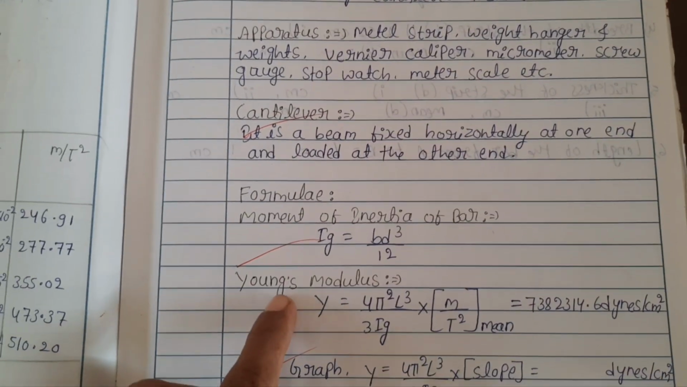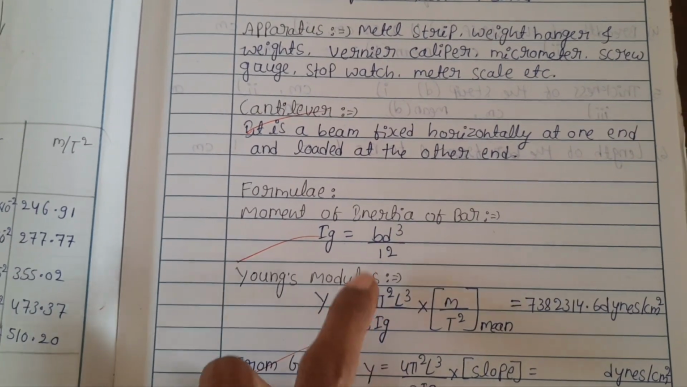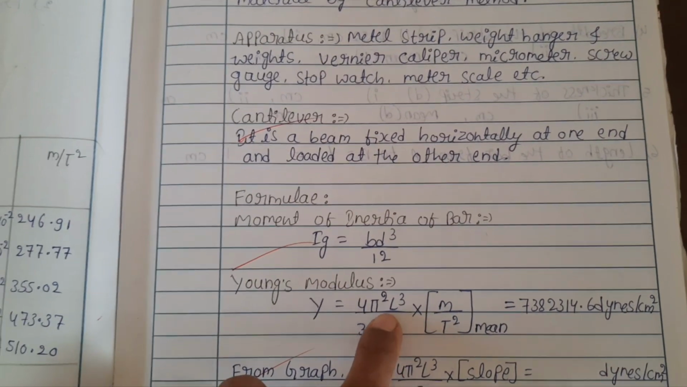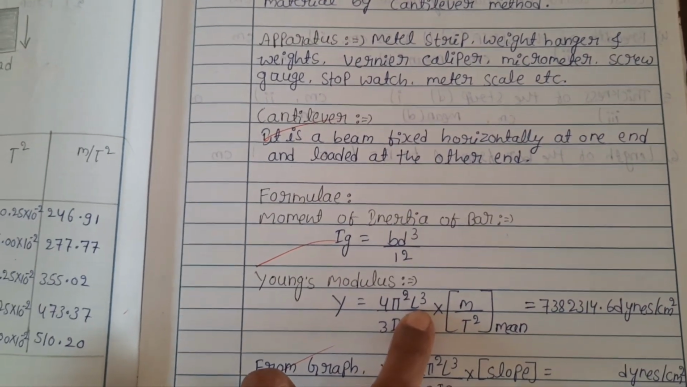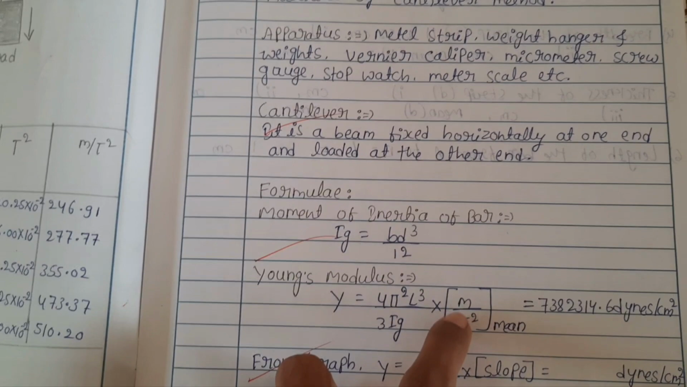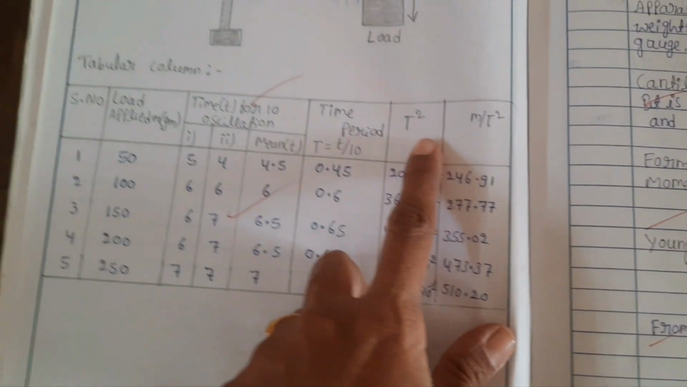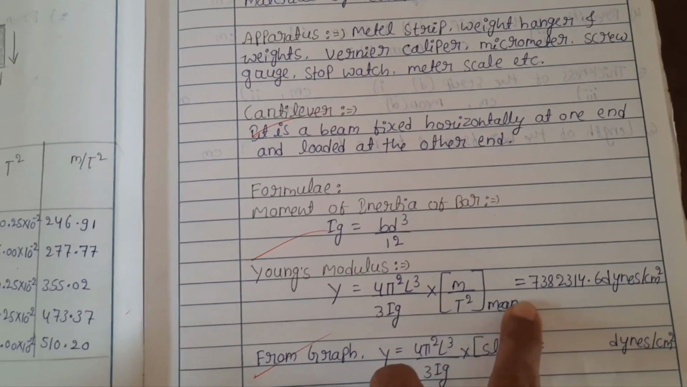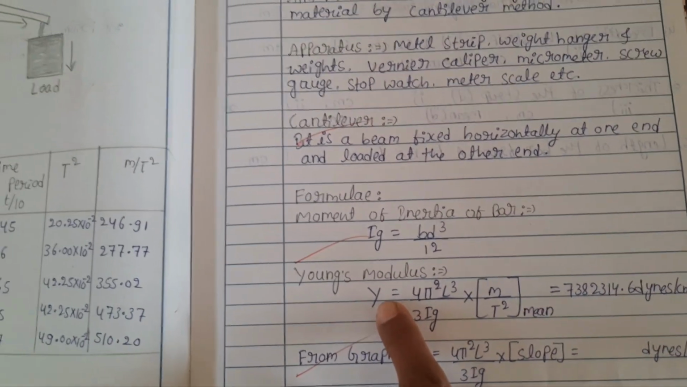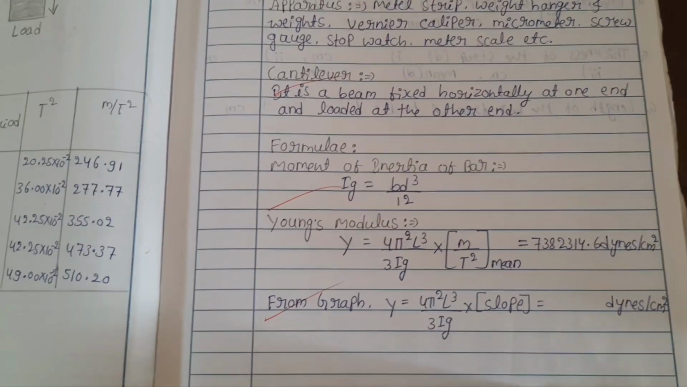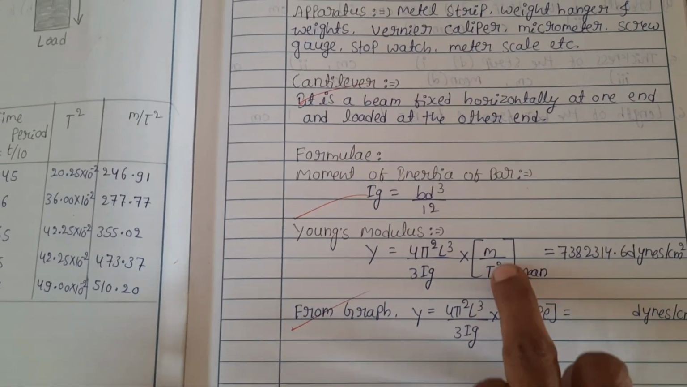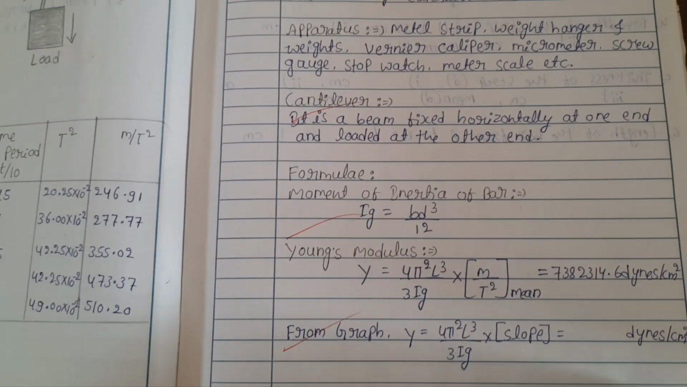I will explain. Young's modulus we can find out once you know the moment of inertia of the bar. It is 4 pi square L cube, L being the length of the bar, into m by t square. Here m is the weight and t the time period, and we have to take the mean of m by t square. Then you will get the Young's modulus for this experiment. From the graph also you can calculate. So experimental and theoretical values you can verify.